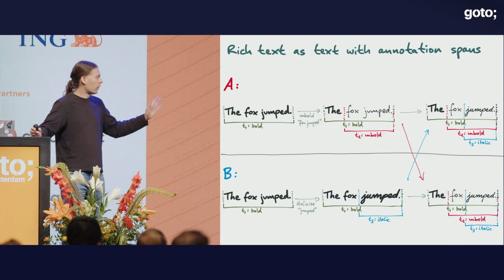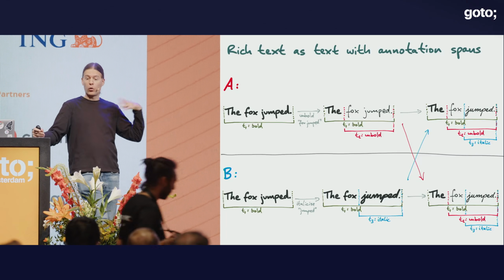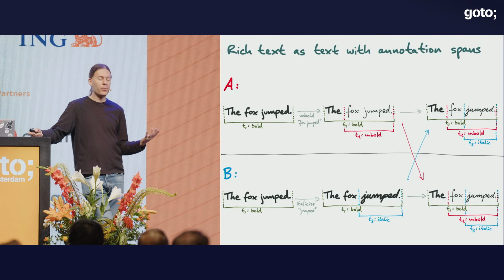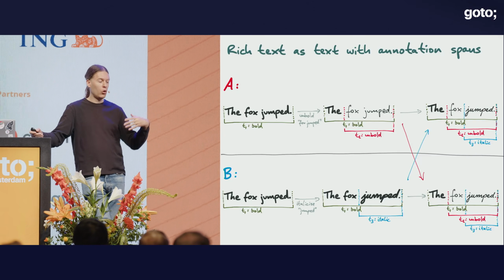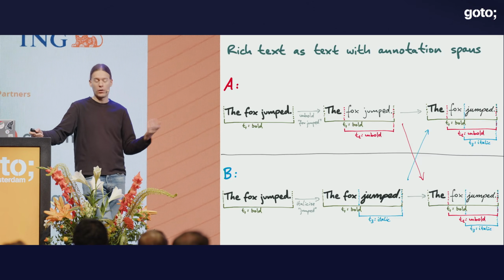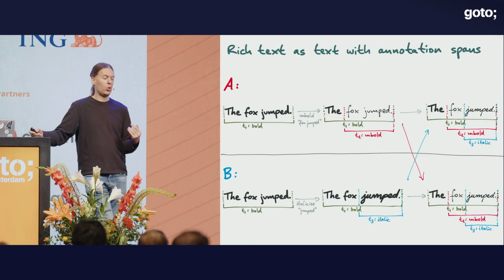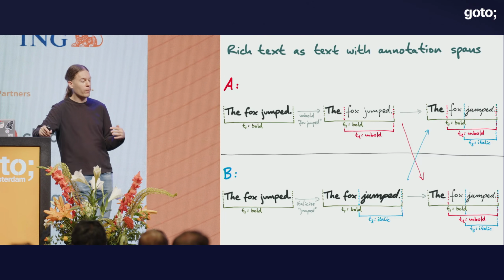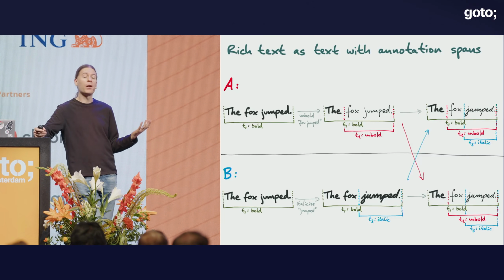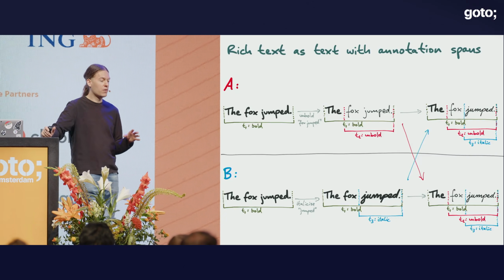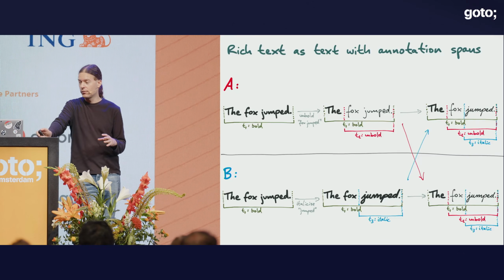And in this case, we know that "the" must be bold because it was once bolded and never unbolded. The word "Fox" must be unbold because it was first bolded and then unbolded by T2, which is greater than T1. And the word "jumped" must be non-bold because it was unbolded by T2 and it was italicized by T3. And so this finally gives us a good algorithm for merging these rich text edits together.